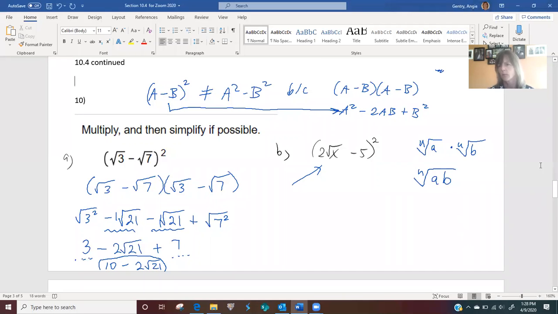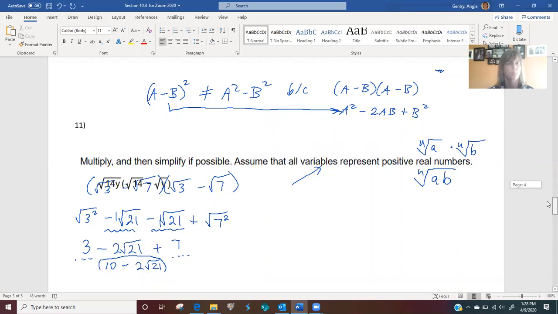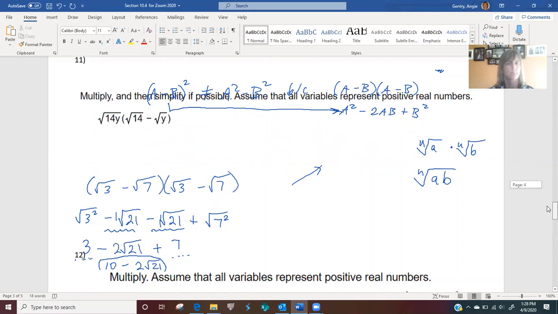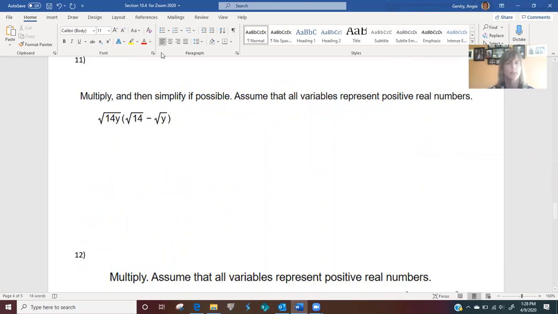Oh, I can't get this to work. Okay. I have several that are very similar. So I want to be efficient, but might not work every single one of these.